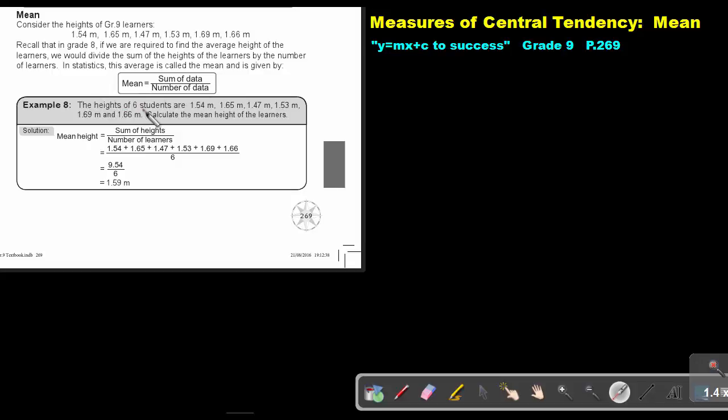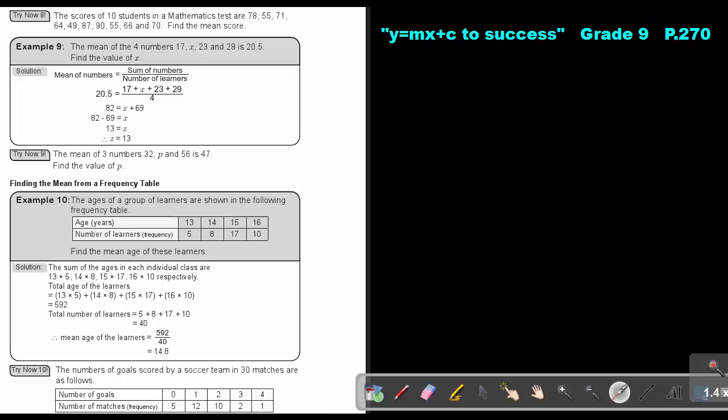So the heights of 6 students are these. Calculate the mean height of the learners. So I just add it up and I just divide it by 6. And I will get an answer of 1,59 meters. I want you to stop the video and do try now 8. You can continue with the video as soon as you are finished.